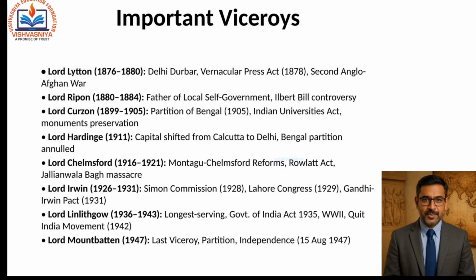Next came Lord Ripon from 1880 to 1884, who is remembered as the father of local self-government in India. He repealed the Vernacular Press Act, introduced local boards in towns and districts, and faced the controversy of the Ilbert Bill. Between 1899 and 1905, under the time of Lord Curzon, Bengal was partitioned in 1905.